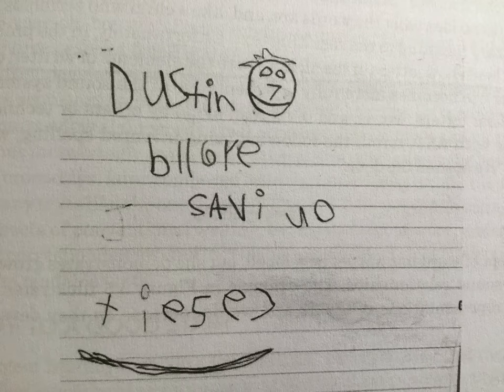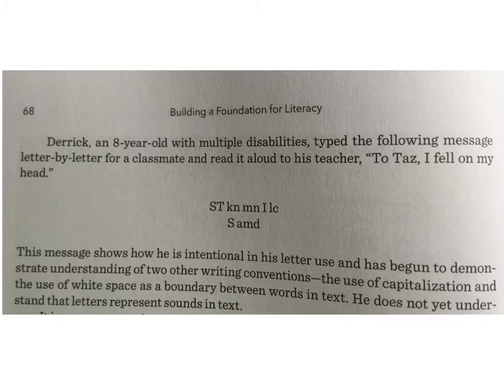This is another example of emergent writing. This student is likely further along the developmental scale, and you can see he has developed a sense of understanding letters and upper and lowercase letters, and possibly has a sense of what words are. This is also an example of emergent writing. It's very similar to the previous example, except that it has been typed with some kind of keyboard.